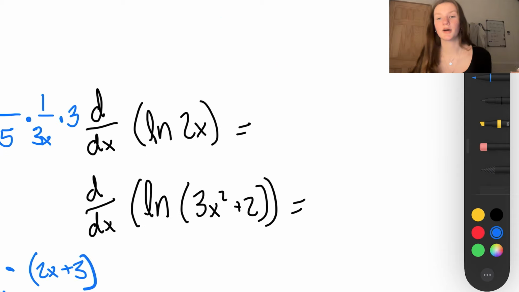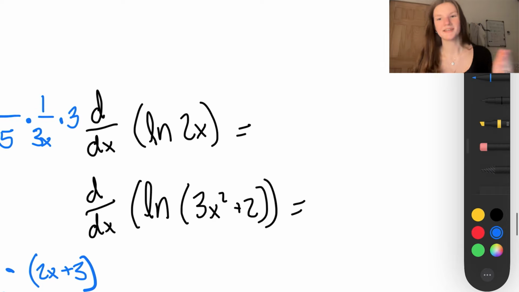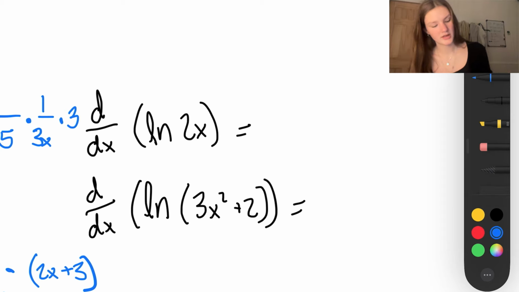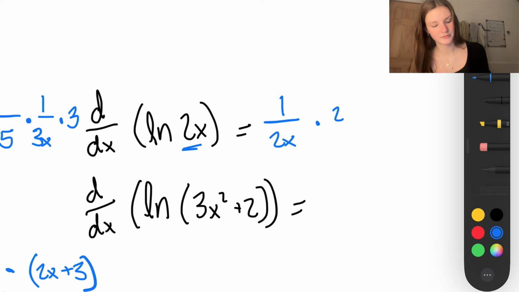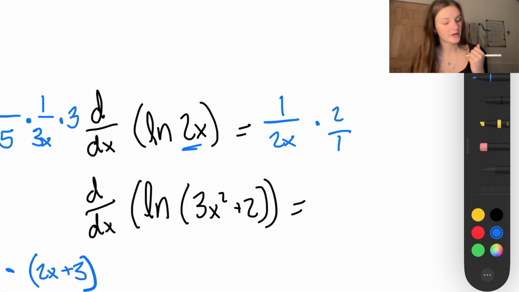But yeah. So now we have the derivative of the ln, which you should know is a natural log, which is just a log base e. Anyway, since you know the derivative of e to the x is e to the x, it's kind of the same thing with ln. It's just going to be 1 over the x here, so it's going to be 1 over 2x. And then you have to times by the derivative of the inside function, so times 2. That's going to be 2 over 2x, which is going to be 1 over x.